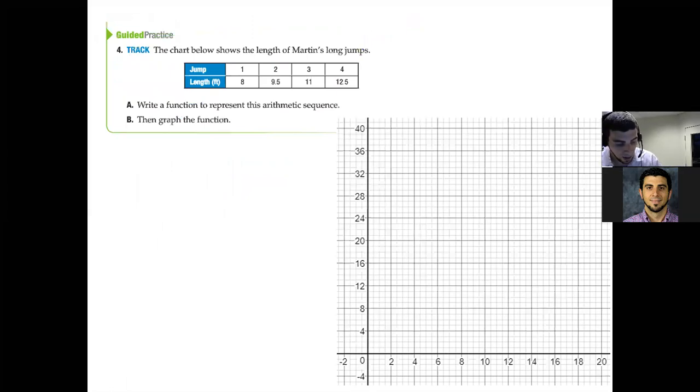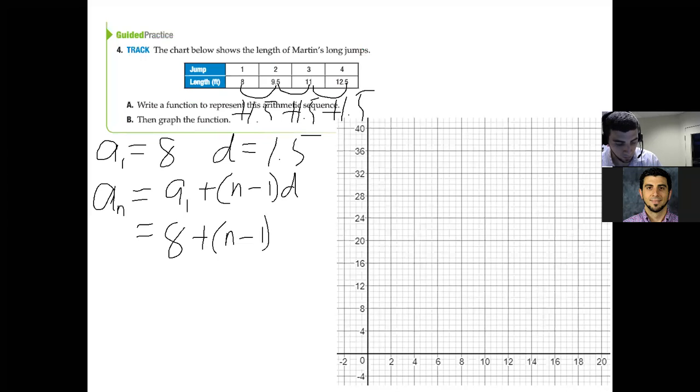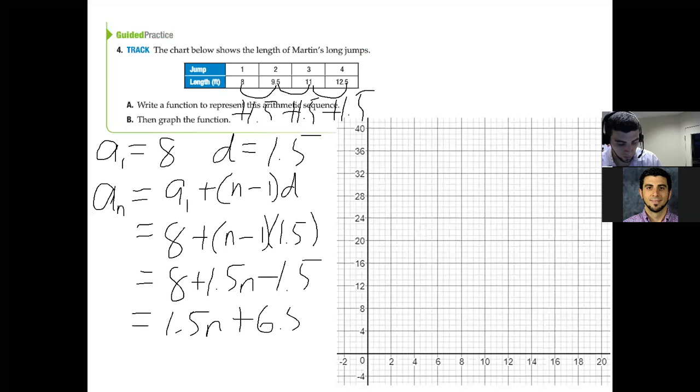Okay, we're back. So I know that a1 equals 8, and if you look, each time it goes up by 1.5. So d is 1.5. So a_n equals a1 plus (n - 1) times d, which is 8 plus (n - 1) times 1.5, which is going to be 8 plus 1.5n minus 1.5. So it's going to be 1.5n plus 6.5.